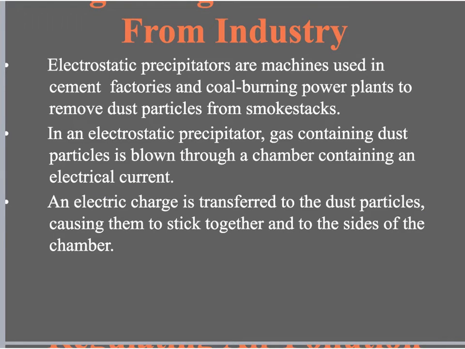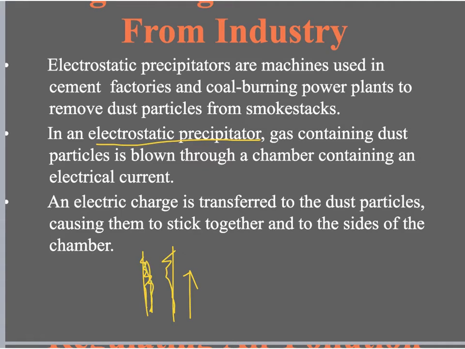Another way to do it is with these electrostatic precipitators, which are machines used in cement factories and coal-burning power plants to remove dust particles from smokestacks. So this uses electrostatic charge. In one of these electrostatic precipitators, gas containing dust particles is blown through a chamber containing an electric current, right? So the electric charge is transferred to the dust particles, causing them to stick to the sides of the chamber. So there's that chamber here, the dust is moving up through that way, and the charge on either side causes that dust to stick, right?